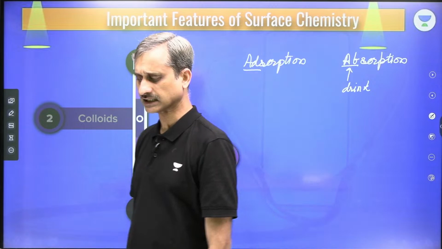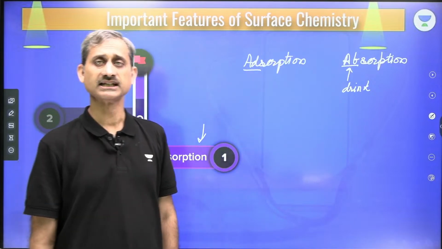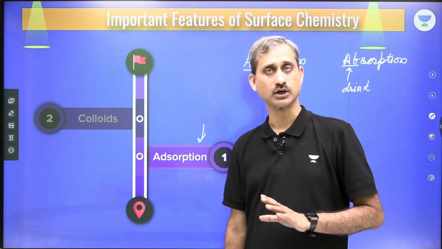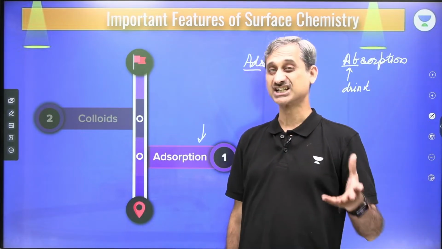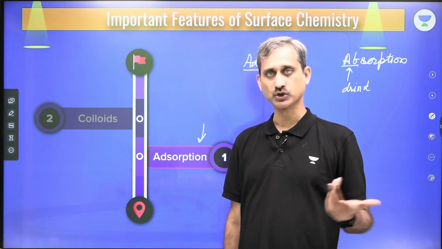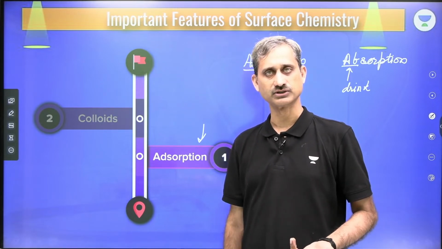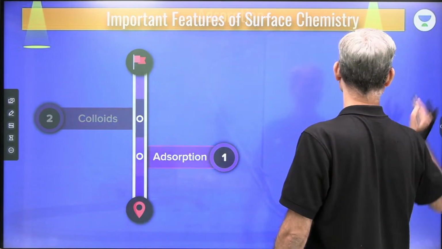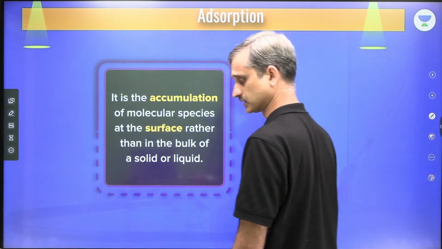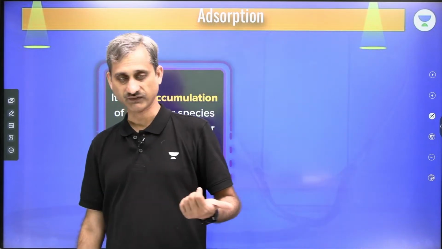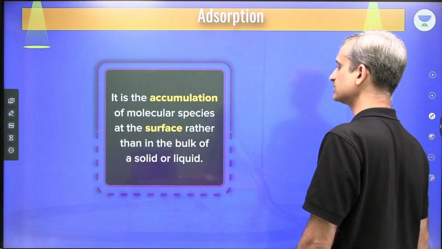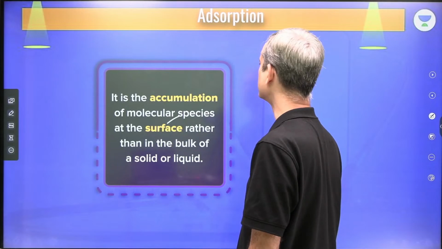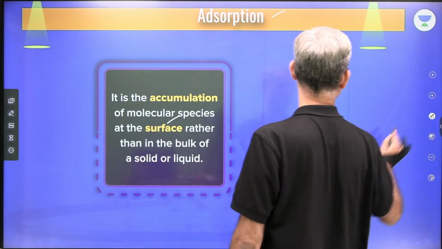Please understand that apart from being a surface phenomenon and a bulk phenomenon, there is no difference between adsorption and absorption. Many times people say that adsorption involves more energy change, but absorption also involves the same kind of energy change. So, don't get confused with the many other differences. Adsorption and absorption differ only in that one is surface and one is bulk. Now, the accumulation of molecular species at the surface rather than in the bulk of the solid or the liquid is called adsorption.